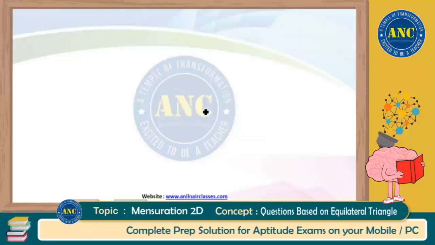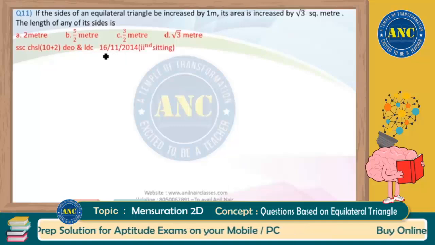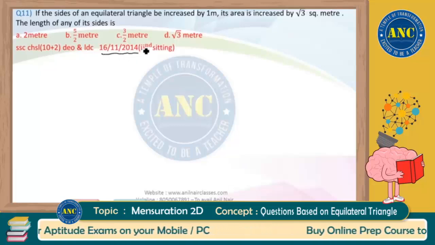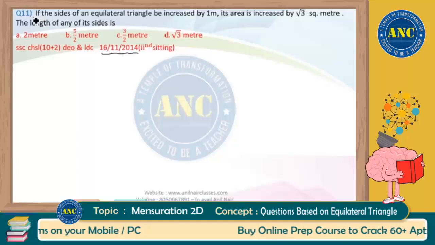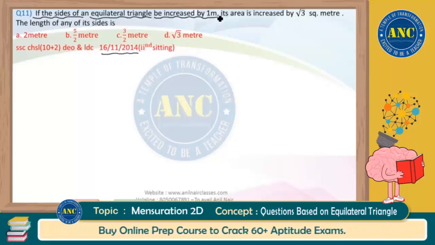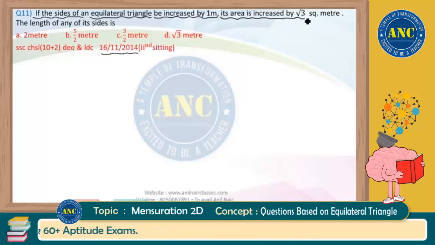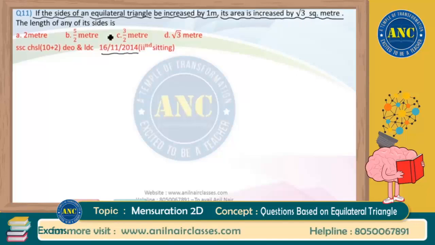Why are you saying this, sir? Now see this question, sir. Original question which had come in the year 2014. Listen to this question very, very carefully. Your question is, if the sides of an equilateral triangle are increased by 1 meter, then its area is increased by root 3 square meters. Find the length of any of its side.